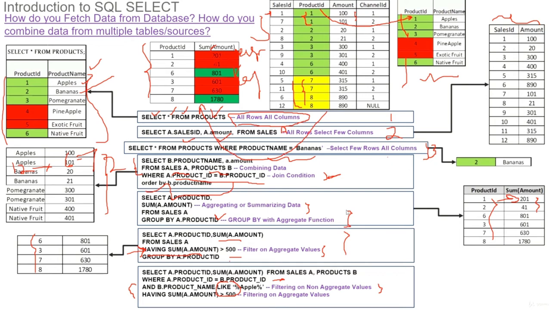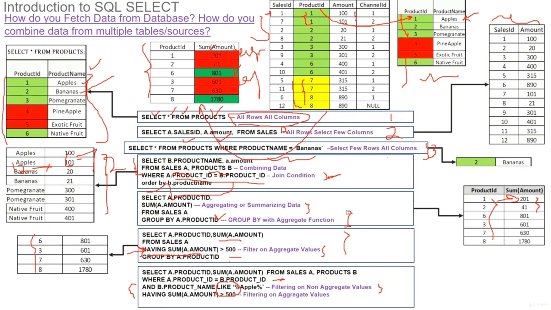So where product name like percent apple percent, the percent is another wildcard. So basically what I'm saying is the product name contains apple within it. It could be at the beginning, at the end, or in the middle, anywhere. As long as the name contains apple in it, I want the results. If you take a look at the product data set, the only product ID that really has apples in it is product ID 1.